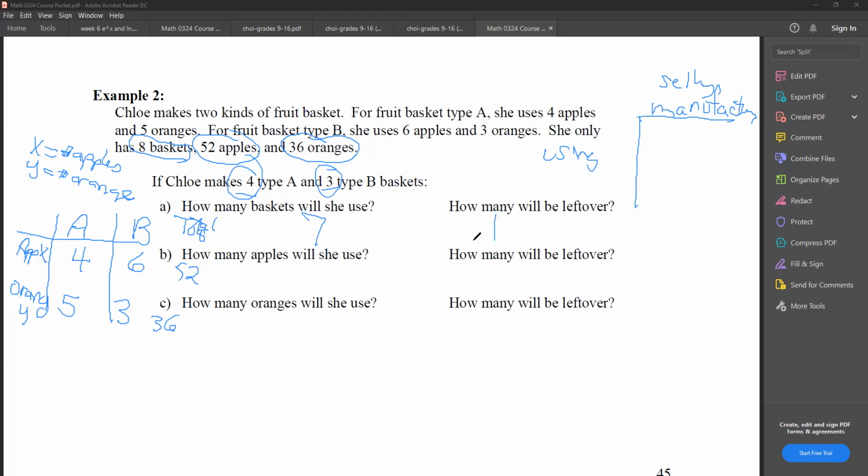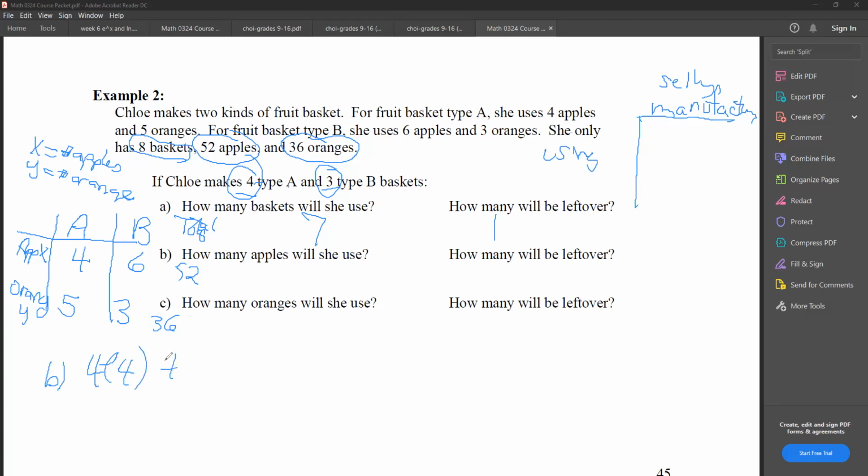All right. So apples. Here's how I'm going to figure that out. I have 52 apples, and she's making 7 baskets. So for the number of apples I use, for type A, I have 4 apples per basket of type A, and I'm going to make 4 type A. So I'm going to use 16 apples for type A.